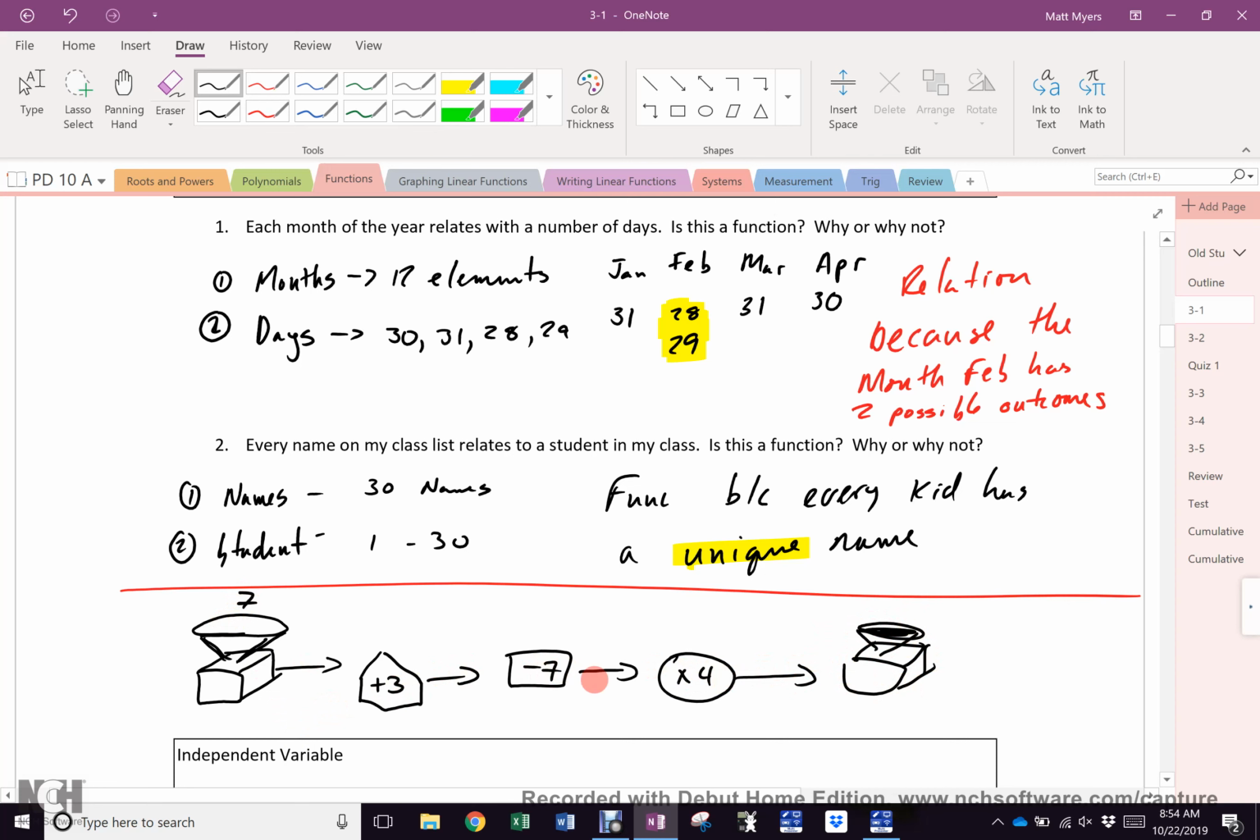added 3, took away 7, multiplied by 4, and you got out 10. 10 minus 7 is 3. 3 times 4, and you got out 12. You've seen this, yes? Some of you won't have it. It depends on what math textbooks you had growing up. If you had old textbooks, they had these things in them, and they called them function machines.